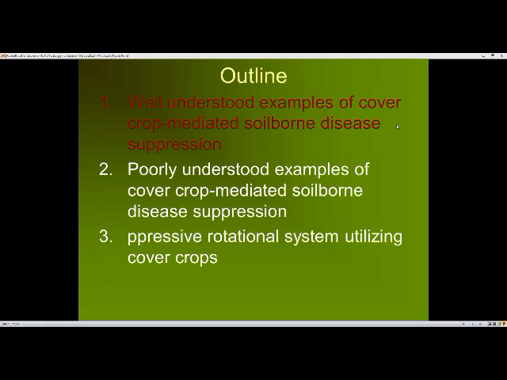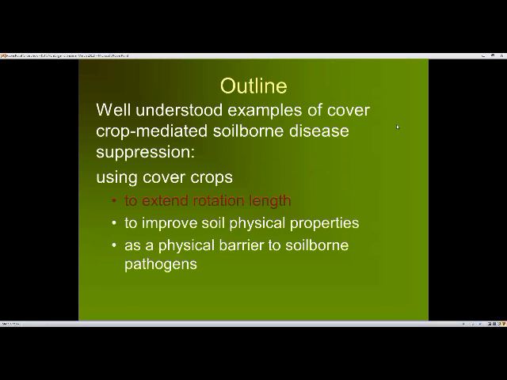So first I'm going to start, as I said before, on what I consider to be well understood examples of cover crop mediated soil-borne disease suppression. And the first one that I'll talk about is how you can use cover crops to extend rotation length.